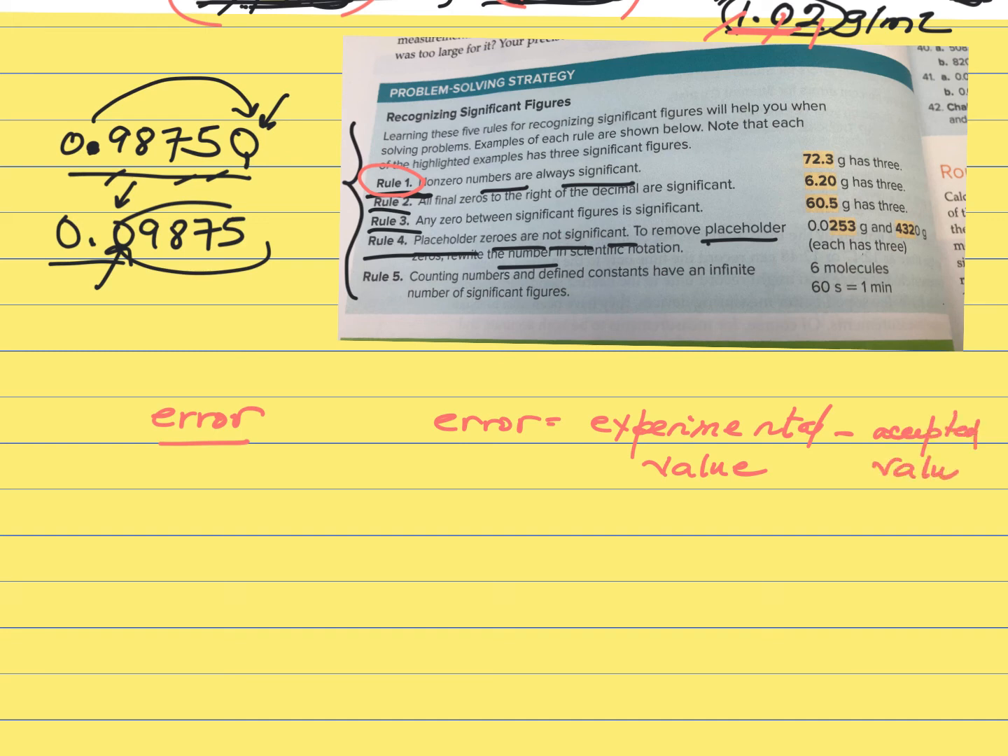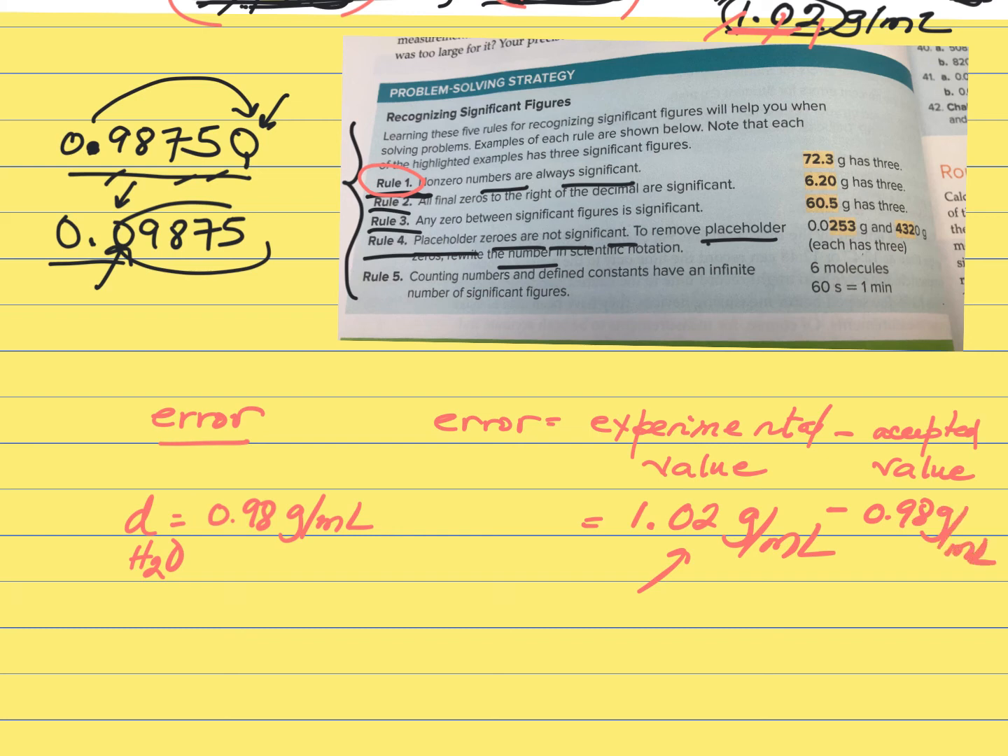The accepted value always is a given. I'm going to give you that, or you're going to have some reference in which you're going to have the acceptable value. The acceptable value for the density of water is 0.98 grams per milliliter, okay? When you were calculating the density, remember, since we have to express that with 3 significant figures, when we divide the mass by the volume, we have this number. That was the number that you calculate, which is the experimental value, because you were measuring the mass and the volume. I'm going to subtract my 0.98 just to get my error.